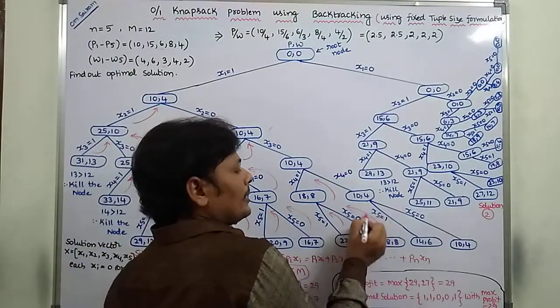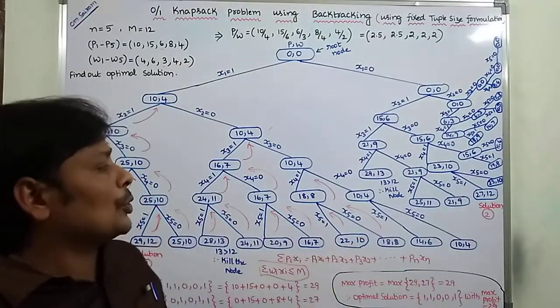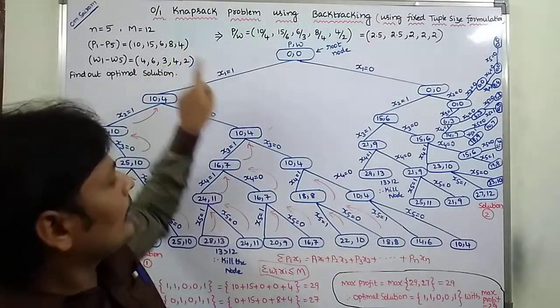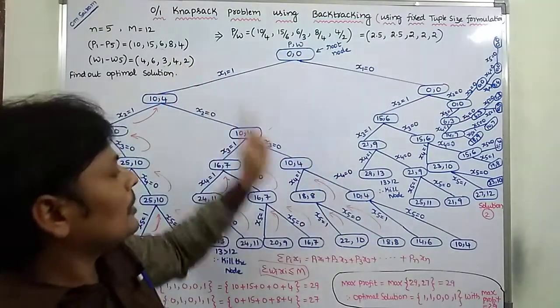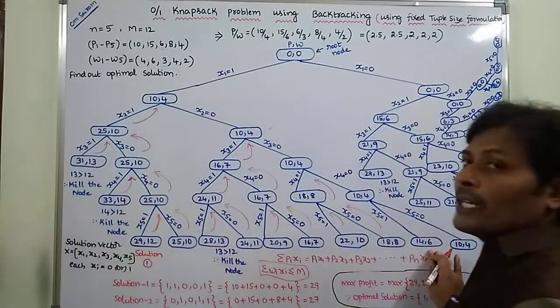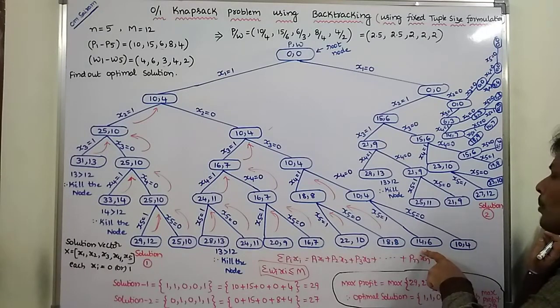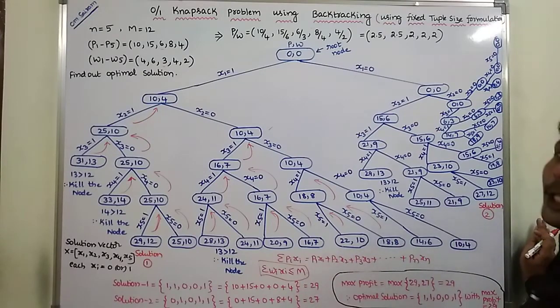Now, on the left-hand side, considering the fifth object, x suffix 5 is equal to 1. Fifth object profit is 4, so 10 plus 4, that is 14. And fifth object weight is 2, 4 plus 2, that is 6, 14 comma 6. Up to now 5 objects are completed. After considering the 5 objects, the weight is 6, so 6 less than or equal to the capacity of the knapsack, 12.